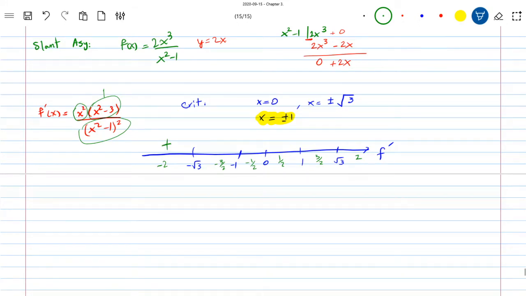If you replace negative 3/2, you'll get a negative number. Negative 1/2 is still negative, positive 1/2 is still negative, and 3/2 is still negative, and here you'll get a positive. That means the function is increasing, then continues to decrease, continues to decrease, and then increases. This is how the function looks.